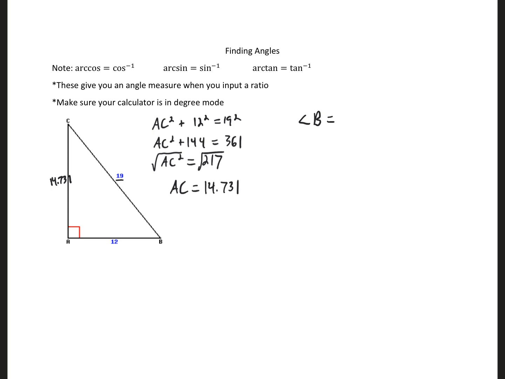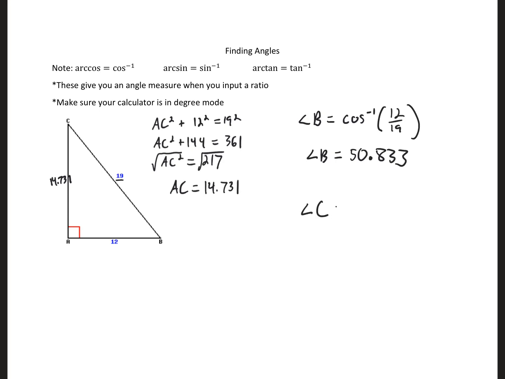So for angle B, 12 is the adjacent side and 19 is the hypotenuse. So to find angle B, we are actually going to use cosine inverse of adjacent over hypotenuse, 12 over 19. If we use our graphing calculator and we hit second cosine and then input that ratio 12 over 19, it'll tell us to 3 decimal places this angle is 50.833.